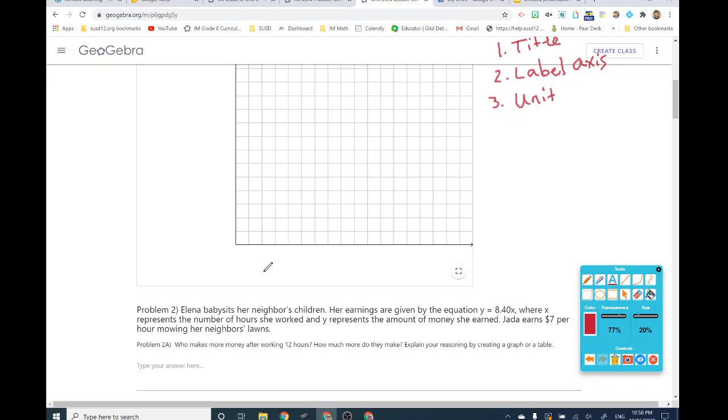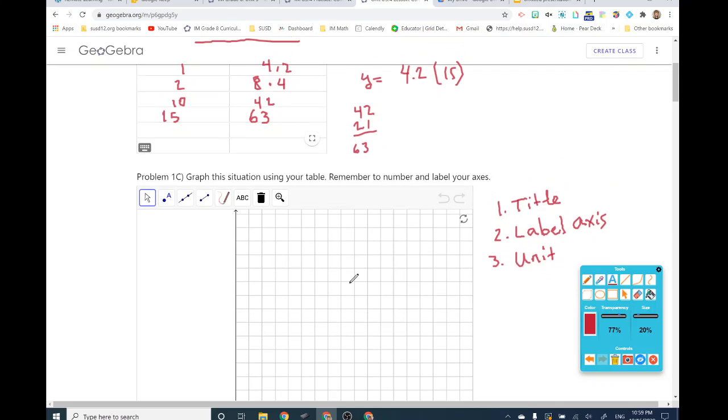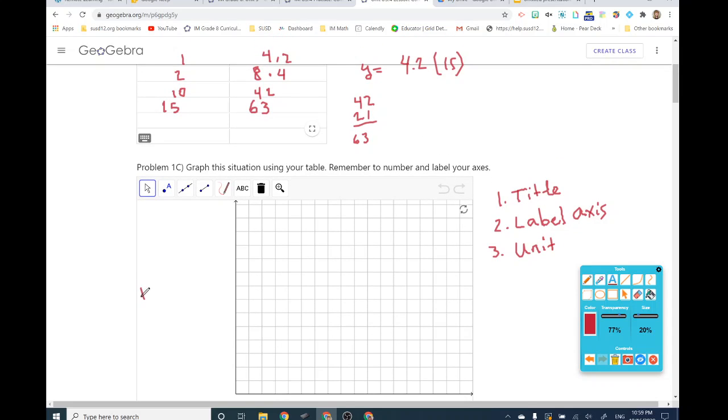When you label this axis as time, then put the units in parentheses. Time. In my situation, it's time in minutes. Your situation can be different. And this axis is distance. And what is the units for my turtle? Feet.